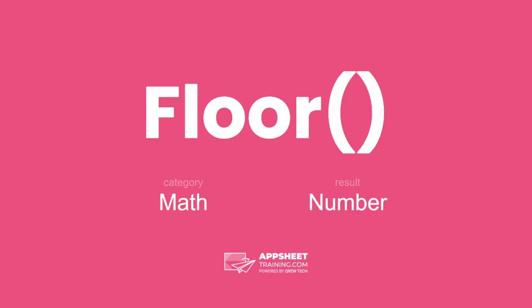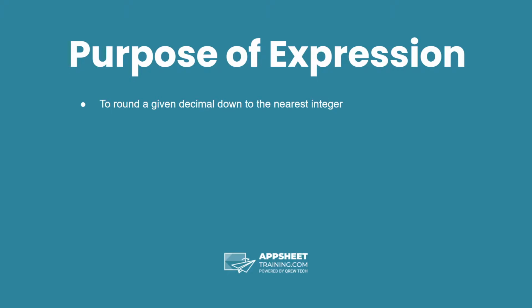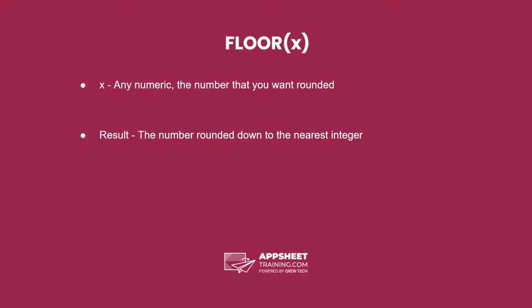The floor expression is in the category math and results in a number data type. The purpose of this expression is to round a given decimal down to the nearest integer. The syntax of the floor expression is the word floor followed by one parameter. The parameter x is any numeric, and it is the number that you want rounded down.